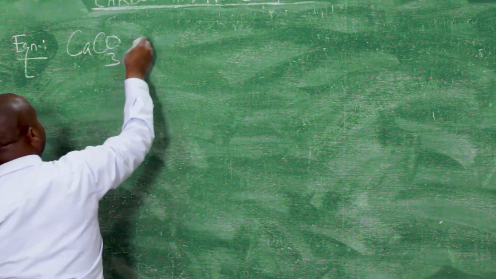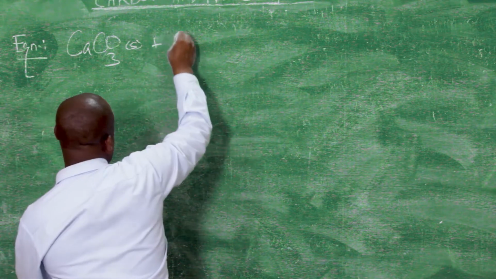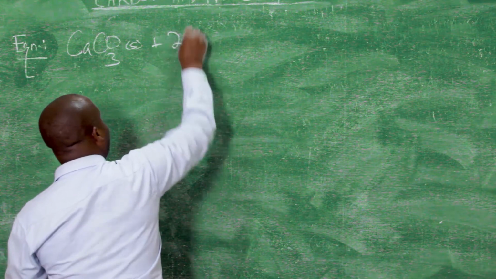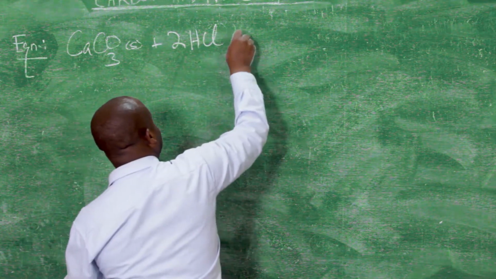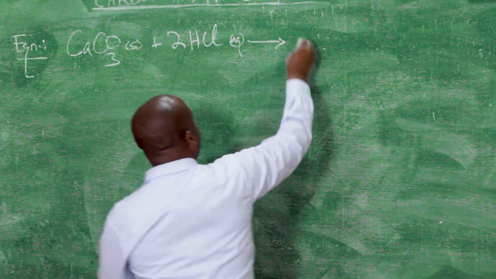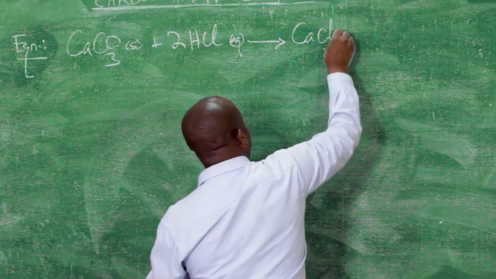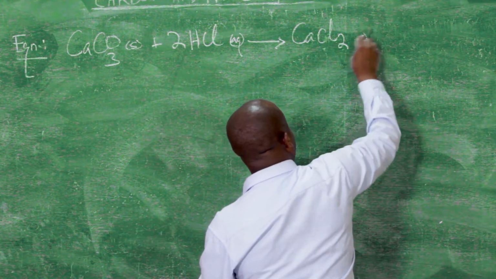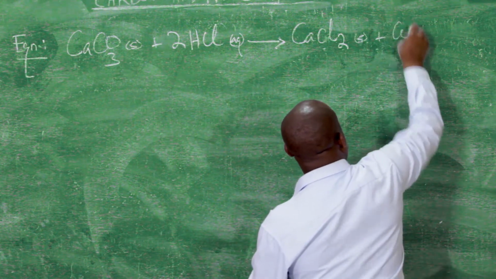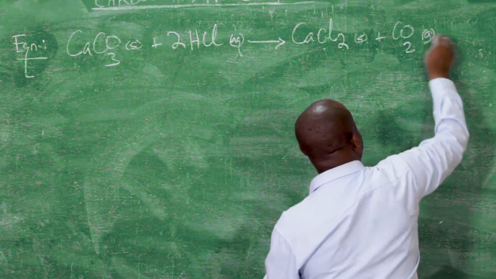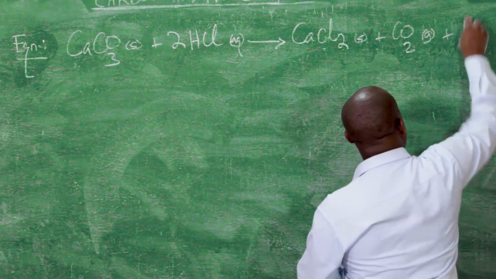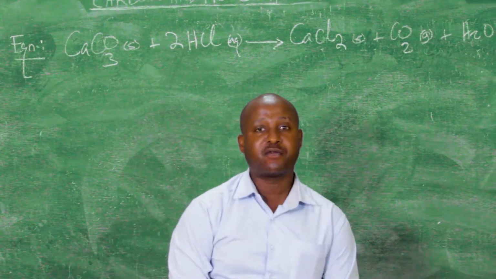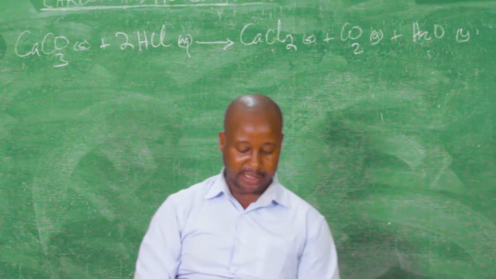calcium carbonate in a solid state reacting with 2 moles of dilute hydrochloric acid, producing 1 mole of calcium chloride, which is in the solid state, plus 1 mole of carbon dioxide gas, which is being collected, and 1 mole of water is also liberated.